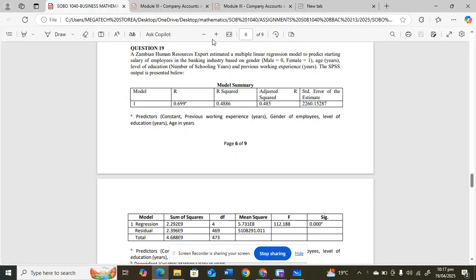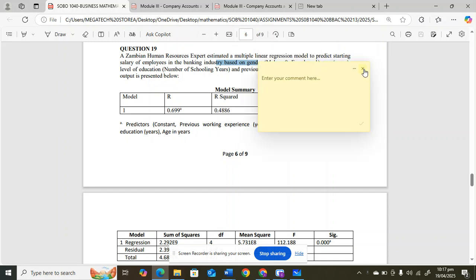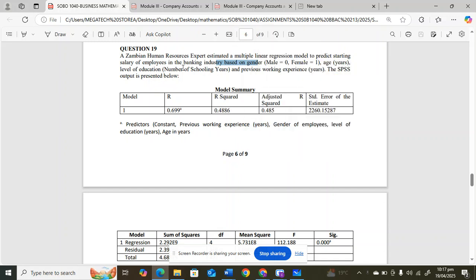So here's the question. A Zambian human resource expert estimated a multiple linear regression model to predict starting salary of employees in the banking industry based on gender, age, level of education, and previous working experience. The SPSS output is presented below.